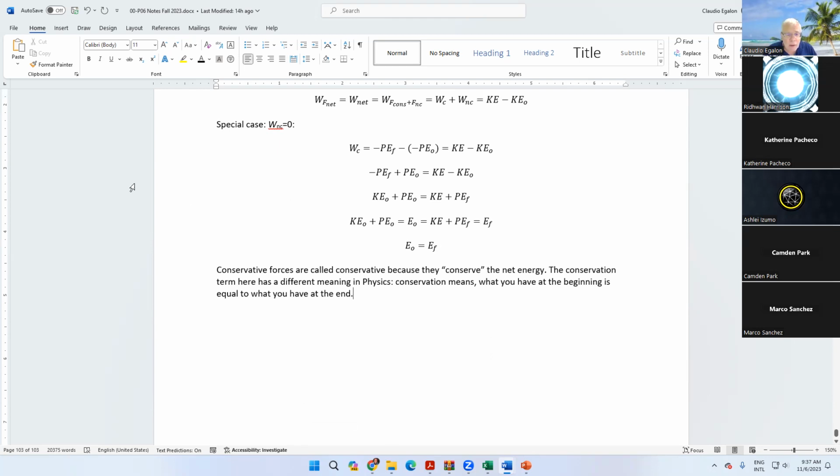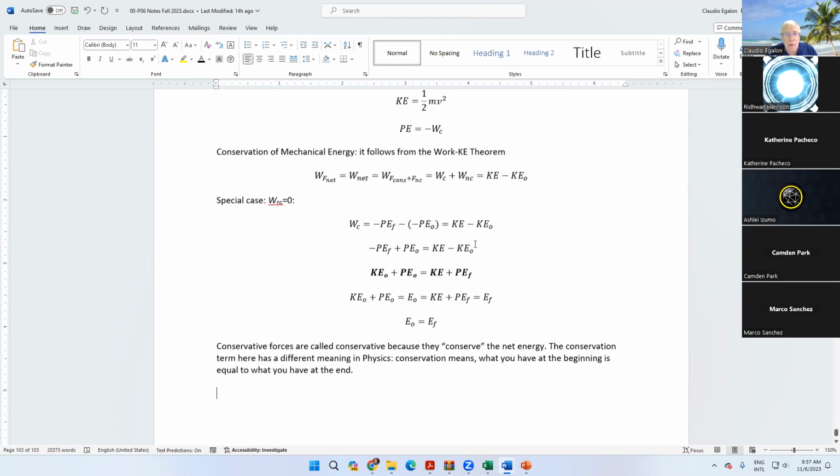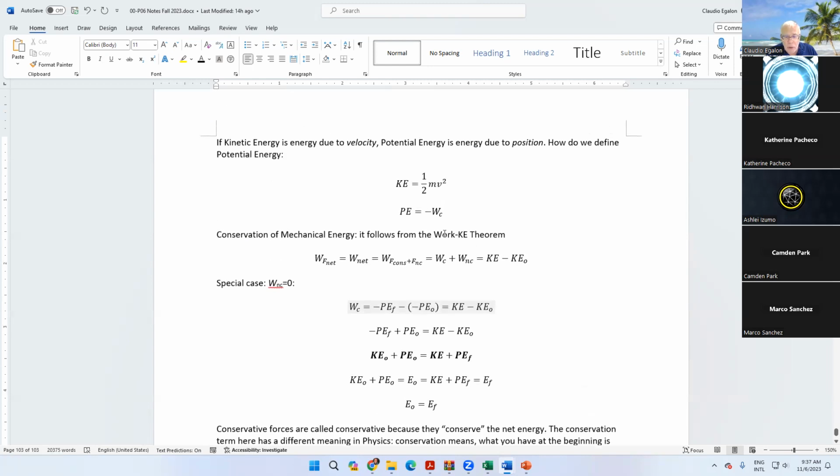What you see right in here is generic for any potential energy. And by the way, what you have here as well should be: the difference in potential energy, okay? Final potential energy minus initial potential energy is equal to minus the work done by the conservative force.